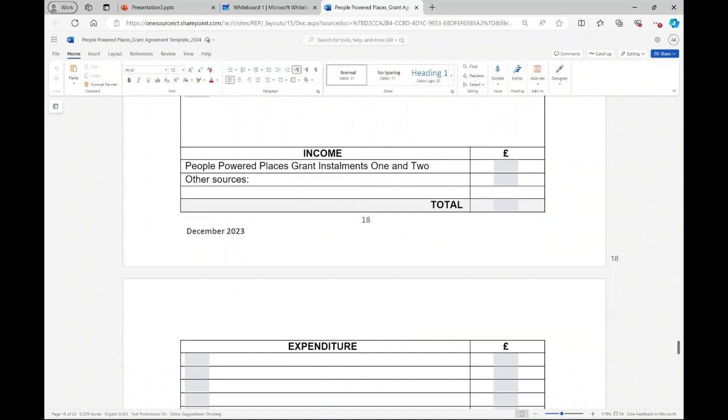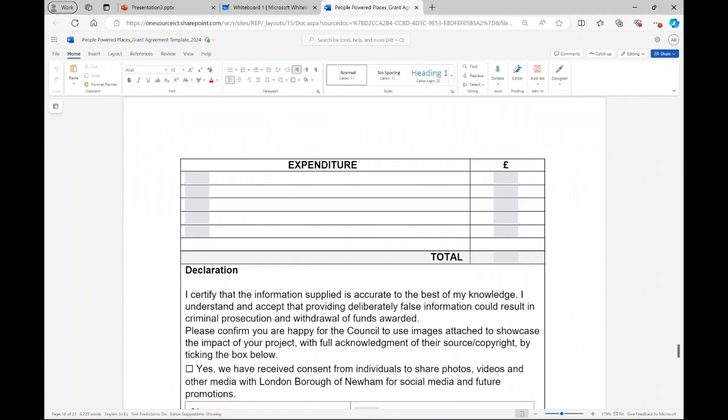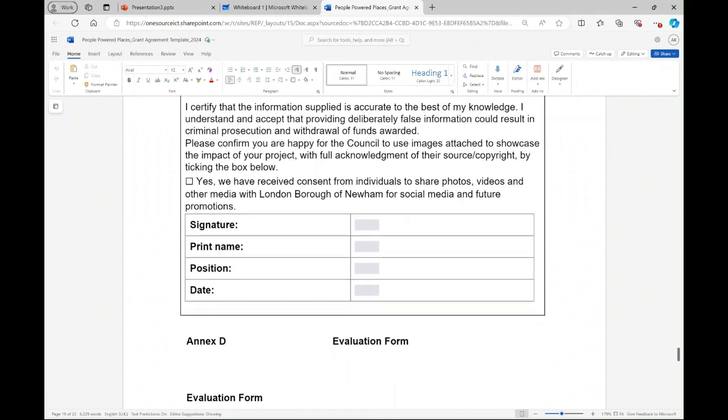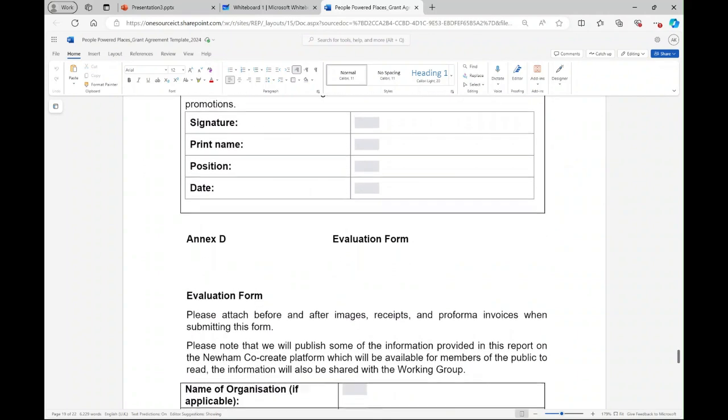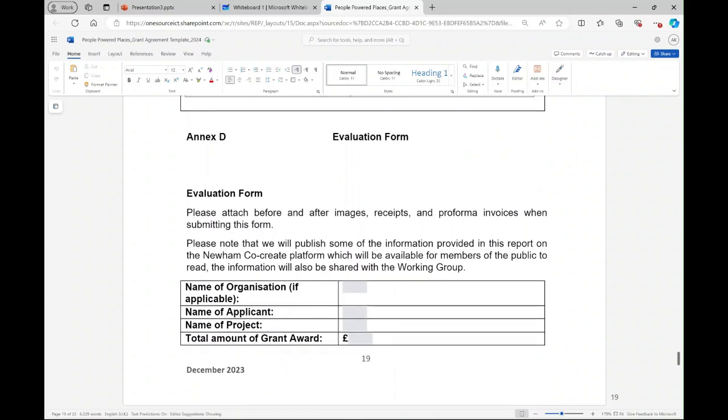So thinking about income, please include everything that you have spent in total, and please include all receipts so that we can ensure that everything aligns.